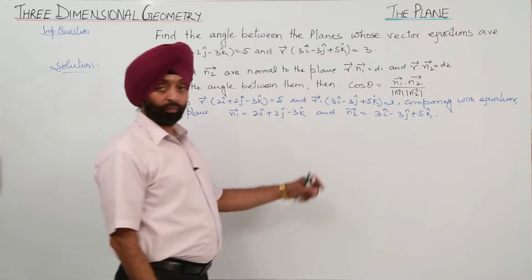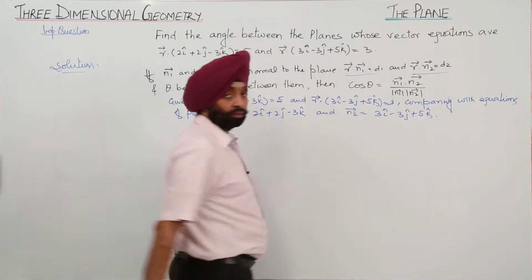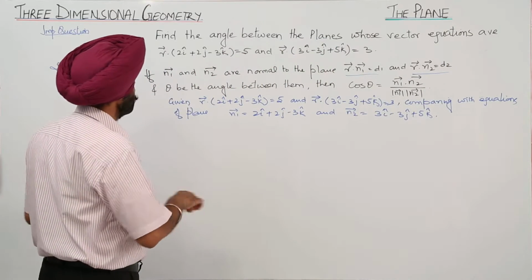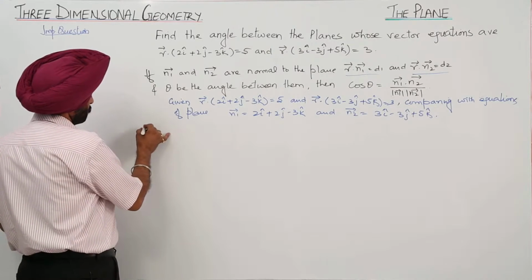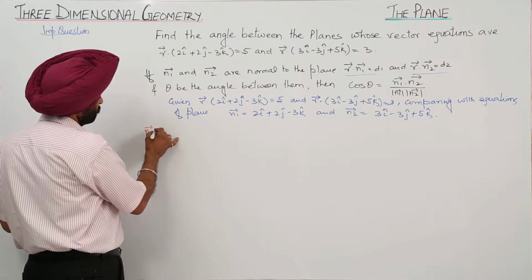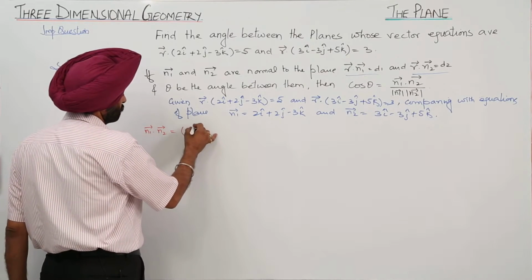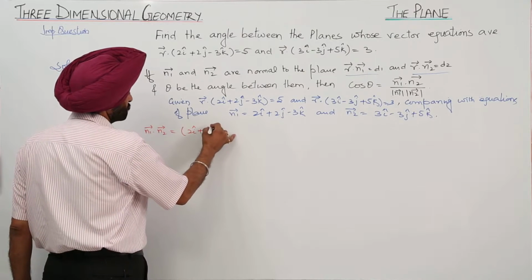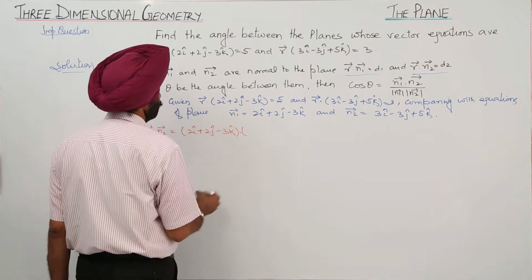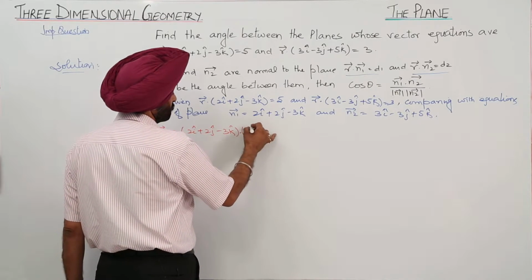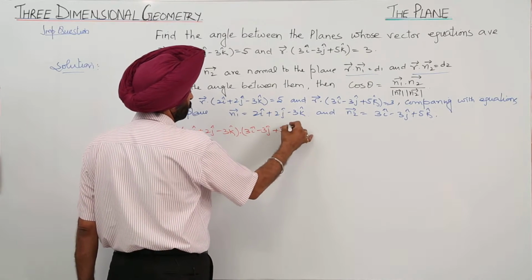Now we have compared these two equations with this one and with this one. Okay. So now, first thing, vector n1 dot vector n2 is equal to 2 i cap plus 2 j cap minus 3 k cap dot 3 i cap minus 3 j cap plus 5 k cap.